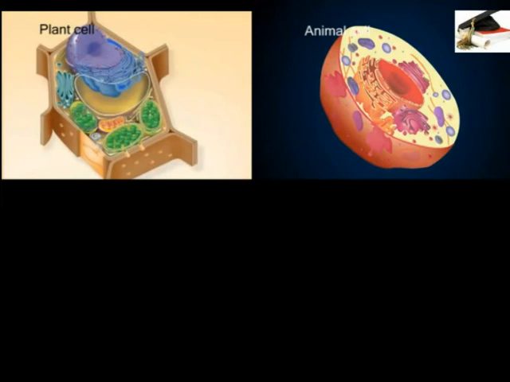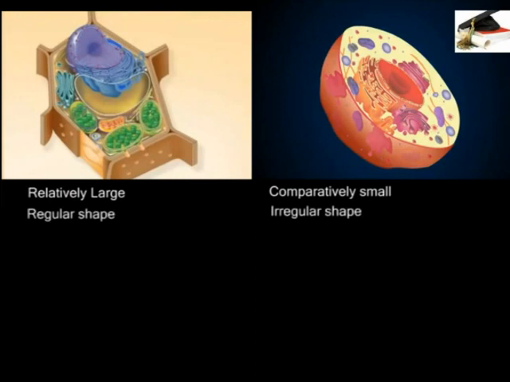Comparison between plant and animal cells. Plant and animal cells have a lot of similarities in their structures and functions. They, however, have several differences between them. The plant cells are usually larger compared to the animal cell. The plant cell also has a regular shape, while that of the animal is irregular. Plant cells have a cell wall in addition to the plasma membrane, while animal cells only have the plasma membrane.